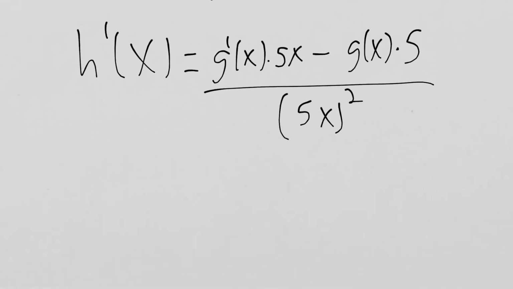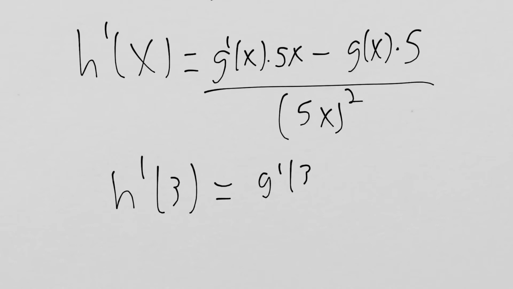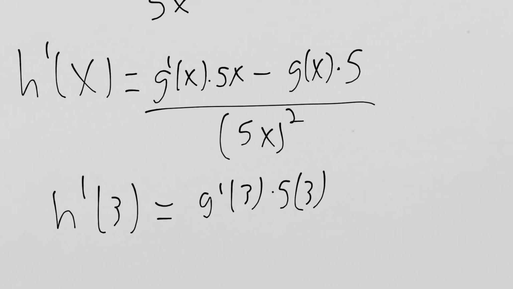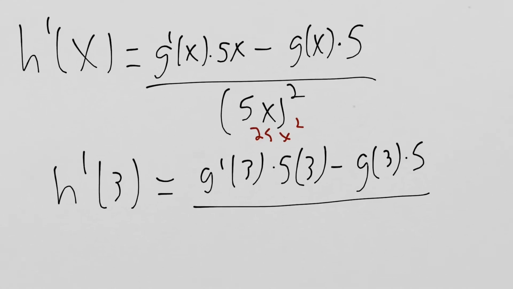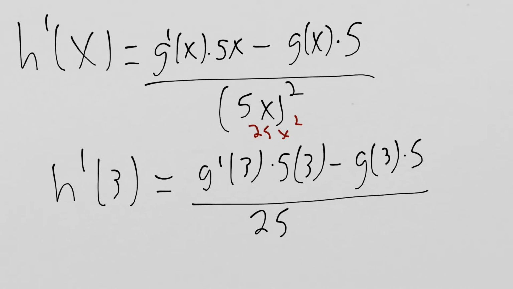So then h prime of 3 is going to be equal to g prime of 3 times 5 times 3. We're just going to replace all our x's with 3's, minus g of 3 times 5, and then that's going to be over, okay, so remember that 5x squared is going to be 25x squared. We have to square both pieces. So this is going to be 25 times 3 squared.